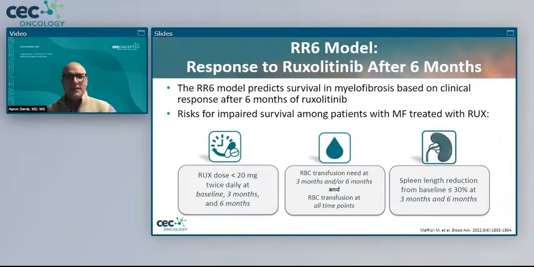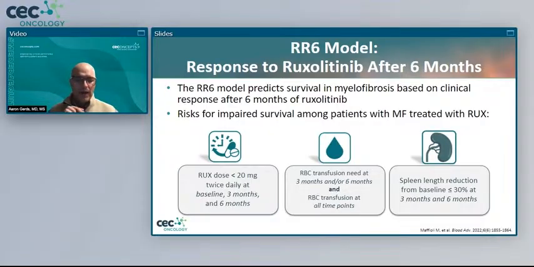A really handy tool that I like to use in my mind, at least conceptually when I'm in clinic, is this RR6 model. And there is an online calculator where you can go on and plug all the factors in and it will spit out the data for you. But this RR6 model really looked at a couple of different factors, both at the 3-month point and the 6-month point after initiating therapy. And it really says that if your patient is on a dose less than 20 milligrams twice daily, is getting transfusions, or their spleen hasn't shrunk, then they are not getting optimal therapy here.